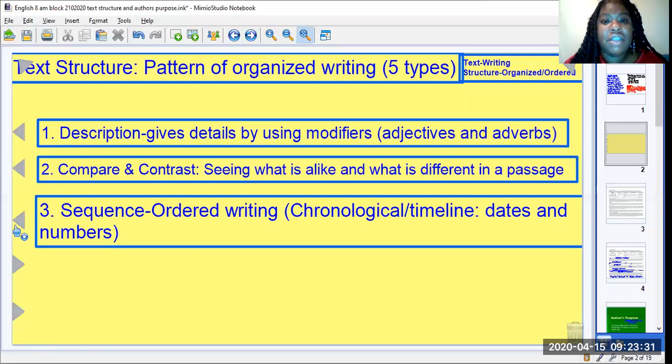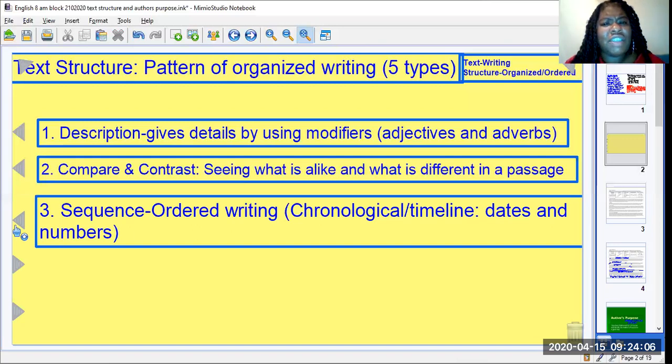So the next one is sequence. Now, sequence is an ordered writing. That's all it is. Recipes, for example, are an excellent example of sequence. They give you step-by-step instructions on how to bake something, how to cook something, how to do something. Okay, step 1, blah, blah. Step 2, blah, blah. Step 3, blah, blah. Or some sequences use first, then, next, last. They use signal words to let you know that this is coming in a particular order.